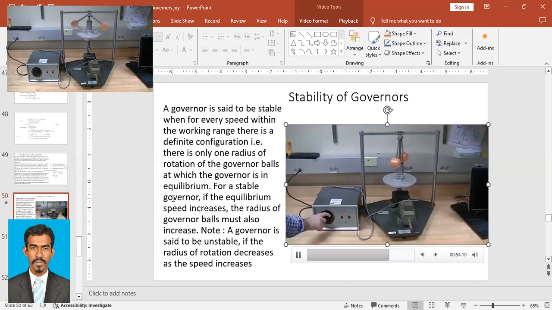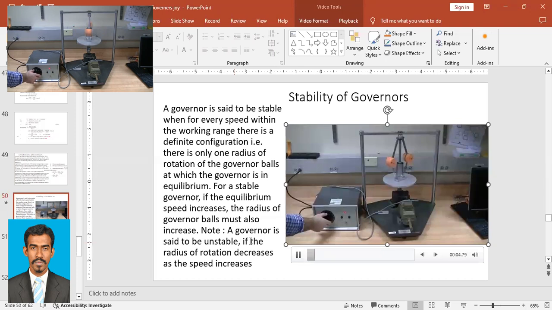For a stable governor, if the equilibrium speed increases, the radius of the governor bolts must also increase. We can say that's a stable governor. We have seen in this video that if the speed increases, the lift and the radius will also increase. So that's what was in here.